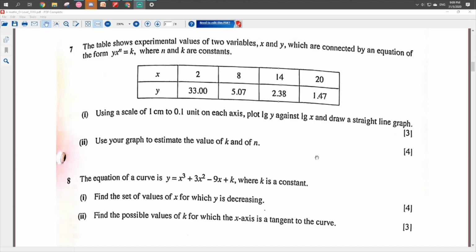Alright, I'm back. We are not going to do question 7 on stream because it is a linear law question with graph drawing. I will give you guys an image in the description for that question. So we're just going to go to question 8. The equation of a curve is y equals x cubed plus 3x squared minus 9x plus k, where k is a constant. Find the set of values for x for which y is a decreasing function.